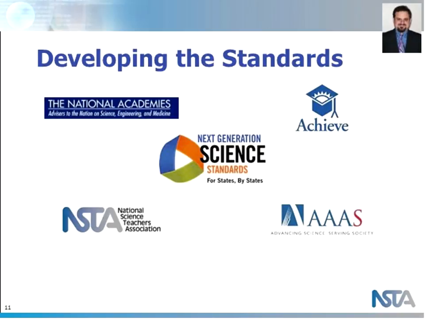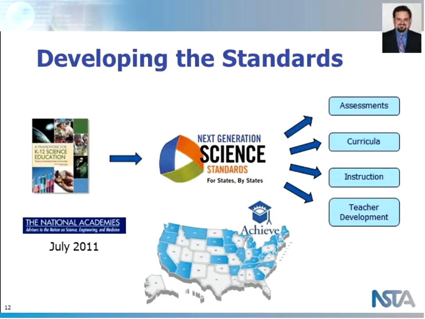First step here is to understand the standards are an effort of 4 organizations working together: the National Academies, Achieve, the NSTA, and the American Association for the Advancement of Science. So there is a sort of 2-step process here in the standards. There was development of a framework that was done by the Academies back in 2011. And the standards themselves, which are being worked on, coordinated by Achieve, working with a group of 26 states. You can see the specific ones listed there in blue.